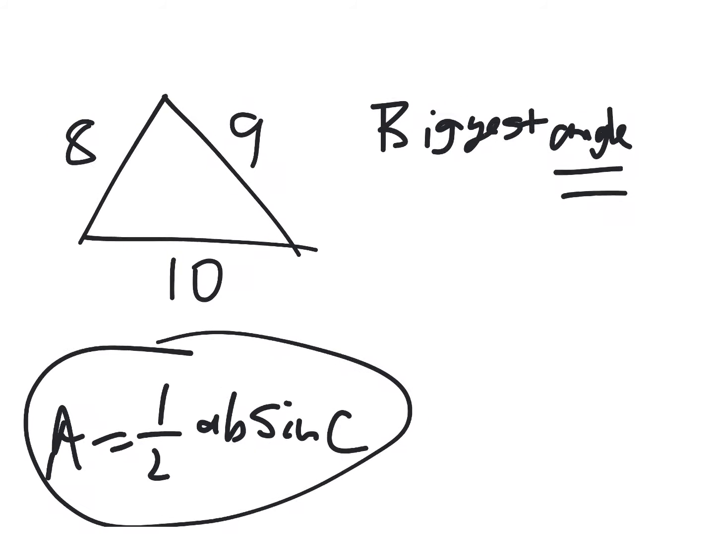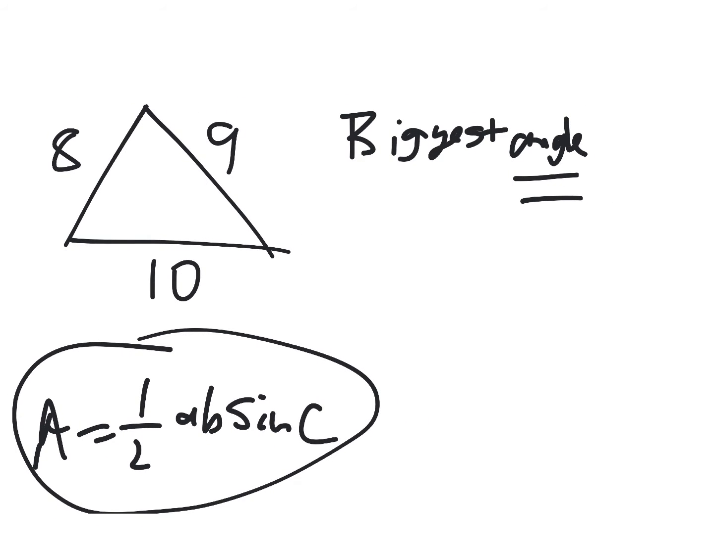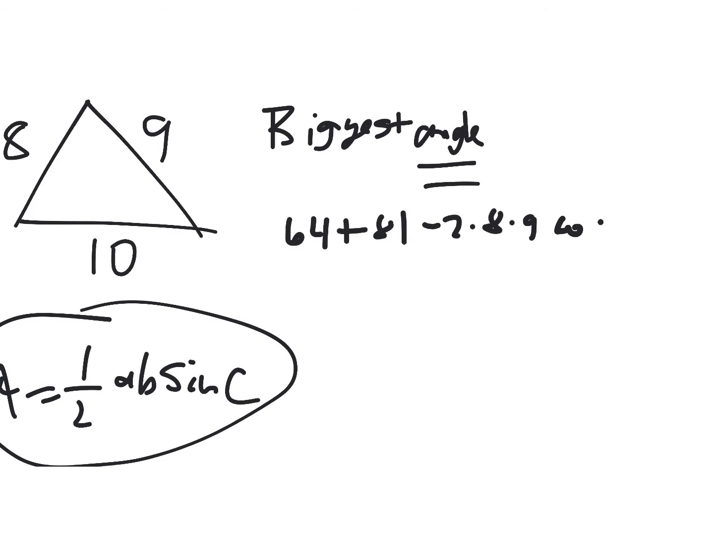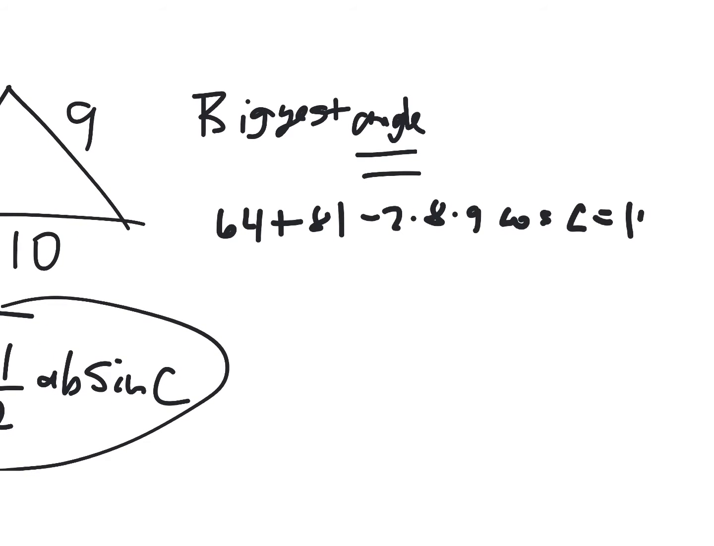Okay, Robbie, tell me a setup. How'd you do it? I did a squared plus b squared. Yep, I know. And then let's put in the numbers. 64 plus 81 minus 2 times 8 times 9 cosine C equals 100. Now, a lot of people mess these up because they're not careful with this next part.